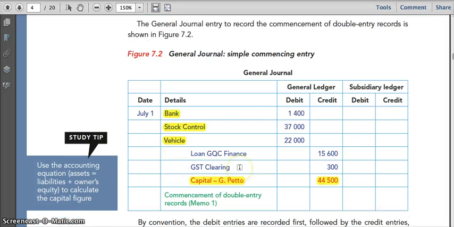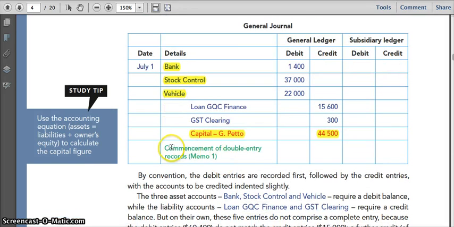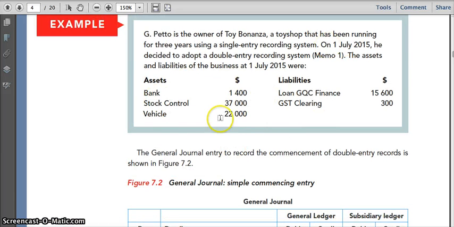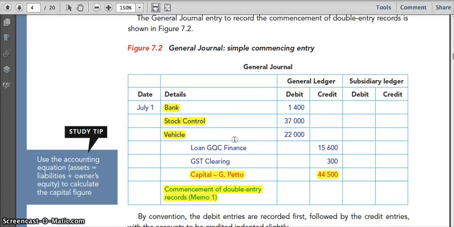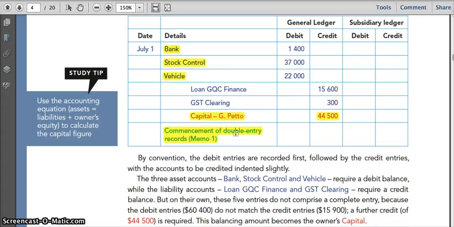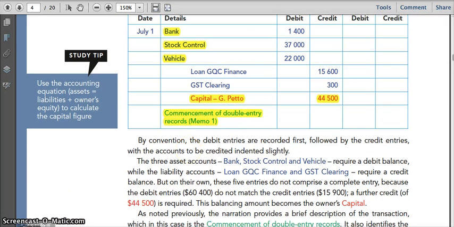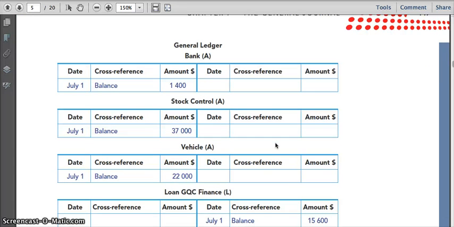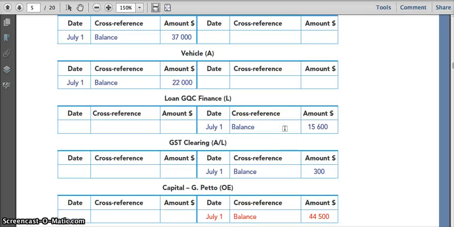Now, this is what I'm talking about here in terms of the narration. So commencing double entry accounting records, memo 1. That information is just capturing or telling the story of what we're recording here. And from there, quite simply, we just post the balances down into the general ledger accounts as per normal.